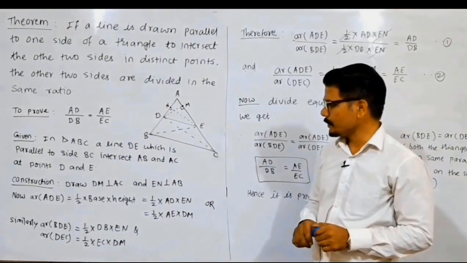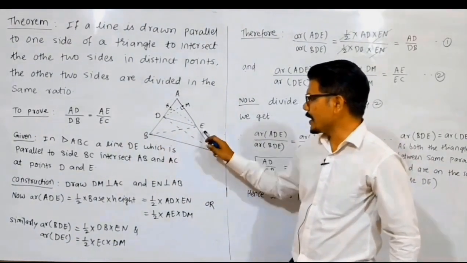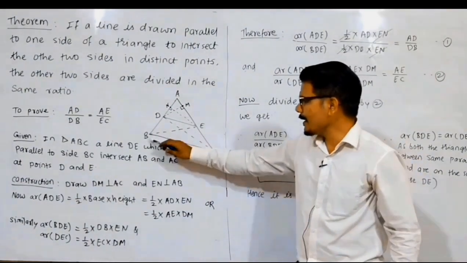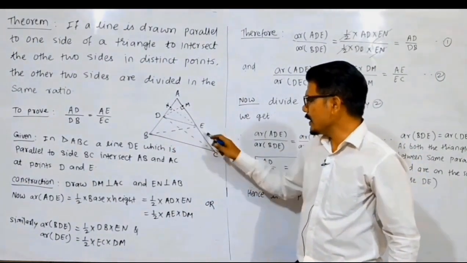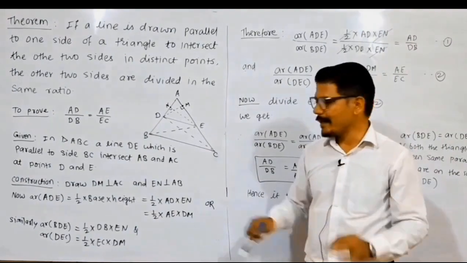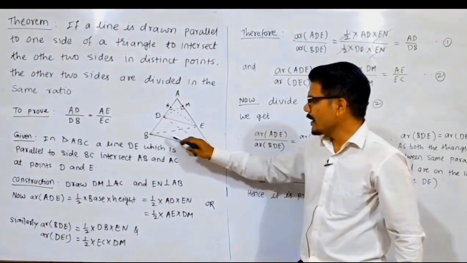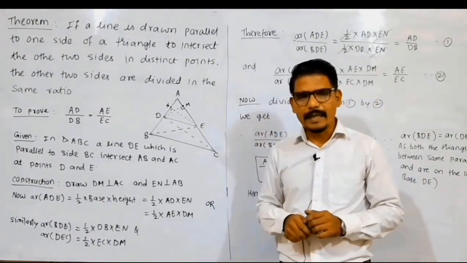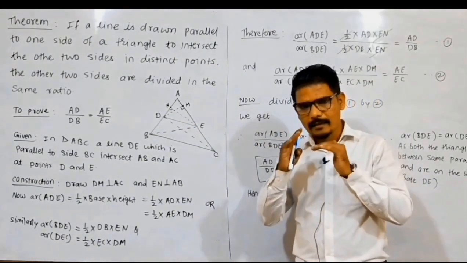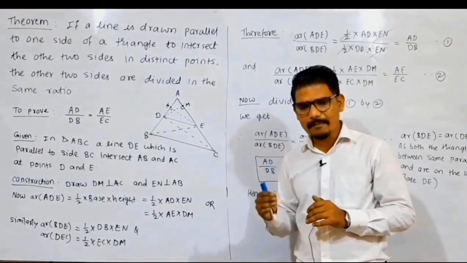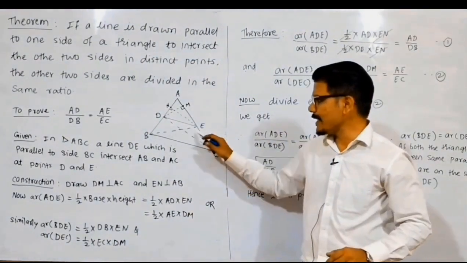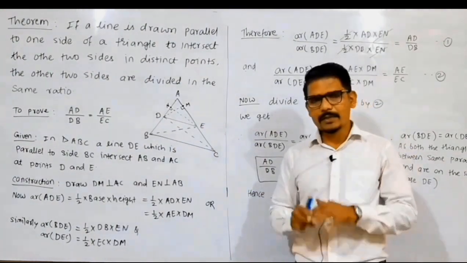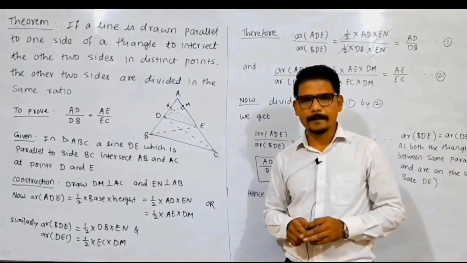Now let's turn to another construction. We have joined B with E and C with D. We have got two triangles, triangle BDE and triangle DEC. Note that these two triangles lie between the same parallel lines. We studied in class 9th: if two triangles are lying between the same parallel lines and on the same base, then the areas of those two triangles are the same. Means area of BDE is equal to area of DEC. This is the theorem we have learned in class 9th.